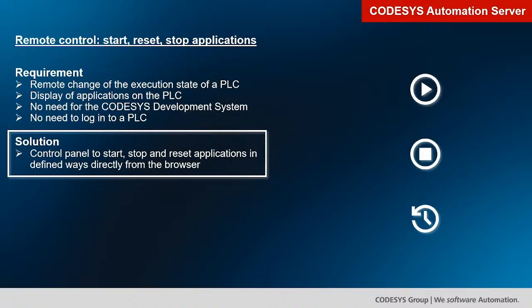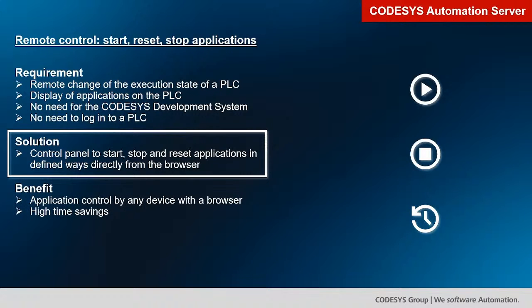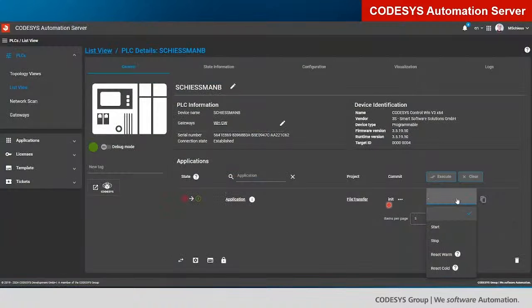For this purpose, we implemented functionality in the backend, added a lot of drop-downs, buttons, and so on in the front end. So it's possible now to use any client with a browser to control the application remotely, which of course saves a lot of time, especially because you don't have to use a CODESYS development system, log into a PLC, and so on. In the web app, it looks as follows.